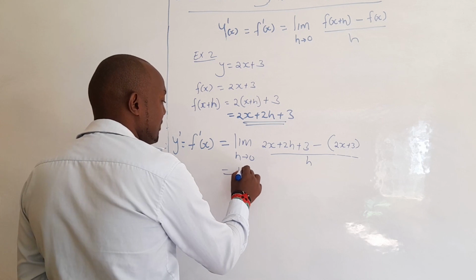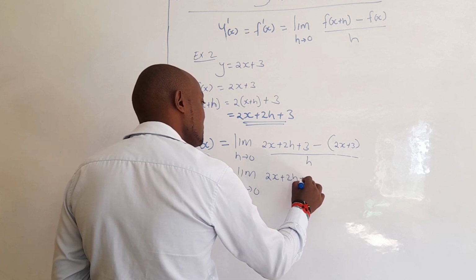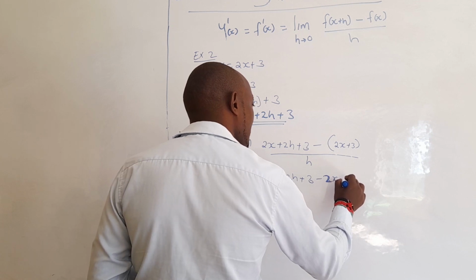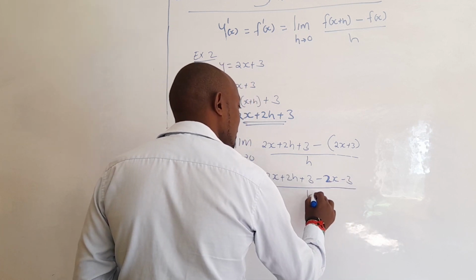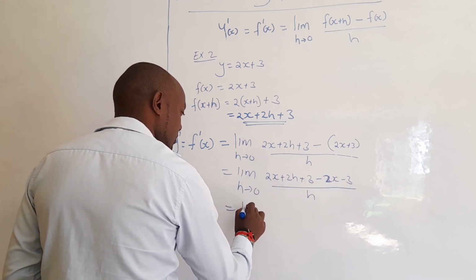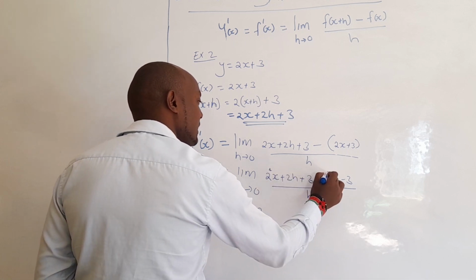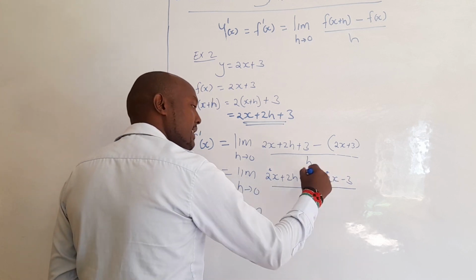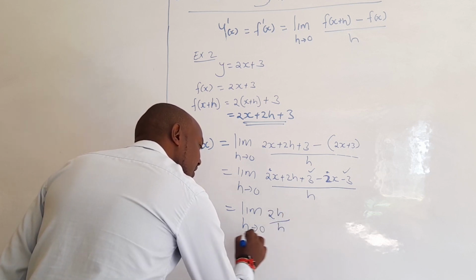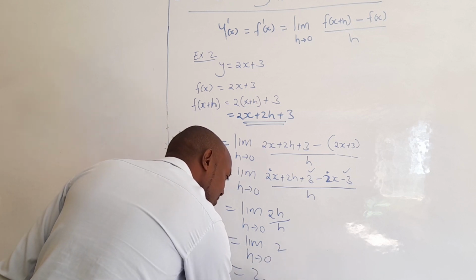So now we will have the limit as h approaches 0 of 2x plus 2h plus 3 minus 2x, sorry, minus 3, all over h. Okay? Again, 2x minus 2x will disappear. So this one and this one will disappear because it is 2x minus 2x. This one and that one will disappear. So we will be left with 2h all over h. So the limit as h approaches 0 will be 2. Again, the answer will be 2.